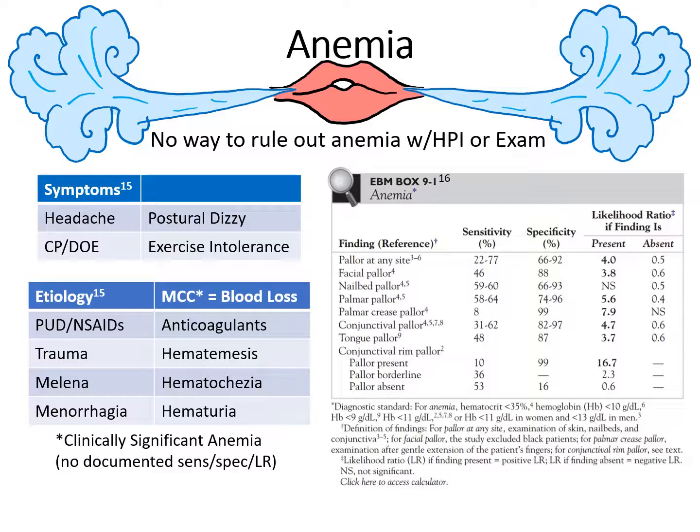efficient approach, but ill-defined. In general, associated symptoms include headache, chest pain, dyspnea on exertion, postural dizziness, and exercise intolerance or fatigue. The most common etiology is some kind of blood loss. There are also peptic ulcers, anti-inflammatory use, trauma, melena, menorrhagia, hematuria, hematochezia, hematemesis, or anticoagulation use, which are all related to blood loss as well. This table has different exam findings for anemia, which you can parse through to find the ones you like the best for your examination. However, they are only useful if present and not useful if absent.